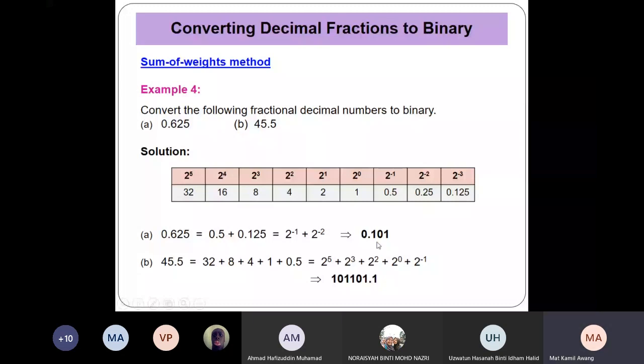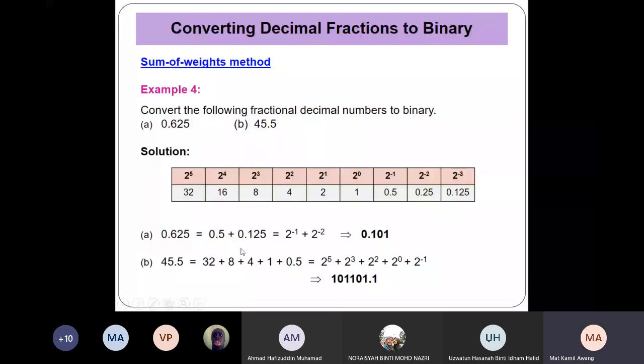So this is the sum of weights method, like previously. Take 45.5. It is between 64 and 32, so you take the 32. 45.5 minus 32, you get 13.5. 13.5 is between 16 and 8, so basically you take an 8.